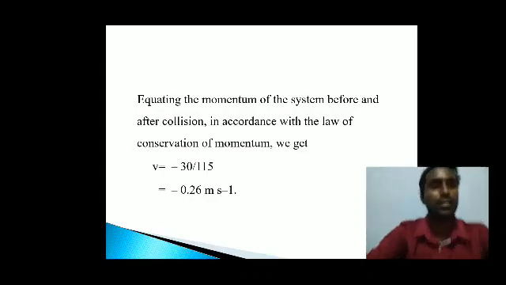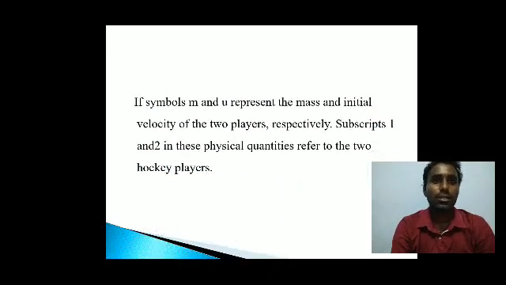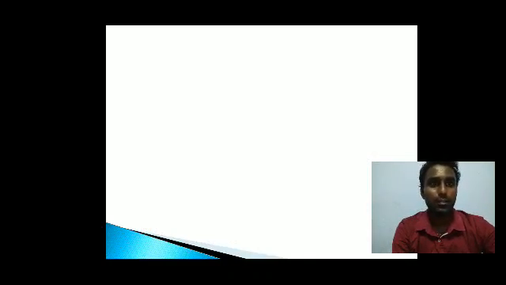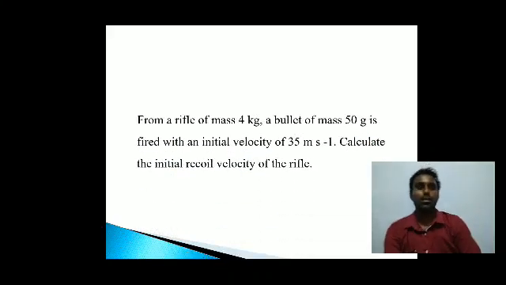So in the previous problem, the first player was moving from left to right. By convention, left to right is taken as positive, and right to left is negative, right? So remember that. If symbols m and u represent the mass and initial velocity of the two players, this is the previous problem. Shall we go to the next problem? Yes. Okay, this is the problem.